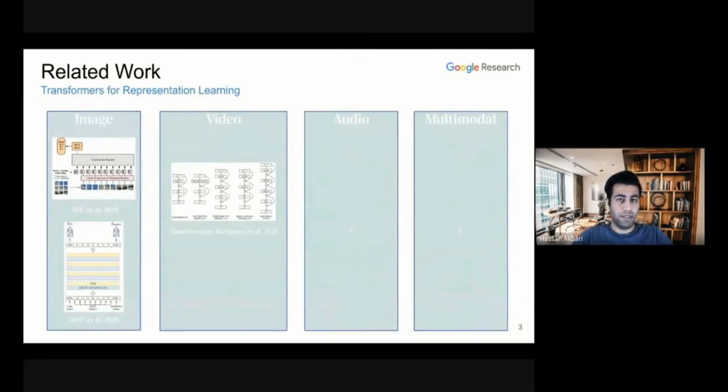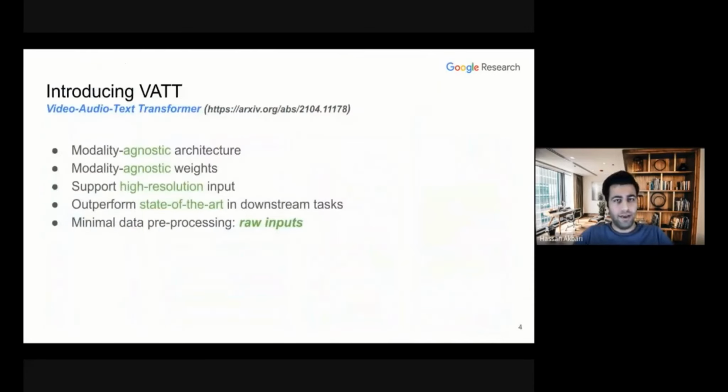There are a few related works in the literature. At the time of the publication of this paper, there were no audio or multimodal works, and there was only one video work using transformers for representation learning, and a few works on image, but all of them were using large-scale supervised pre-training for training an entire transformer end-to-end. So we introduced VATT, which is video, audio, text transformer, and this paper is publicly available.